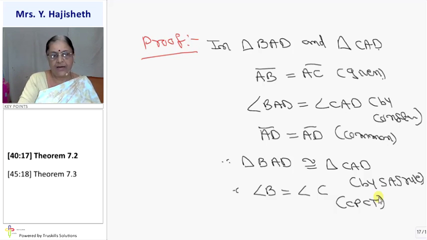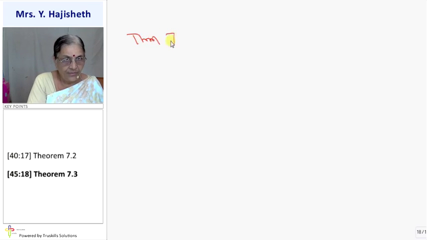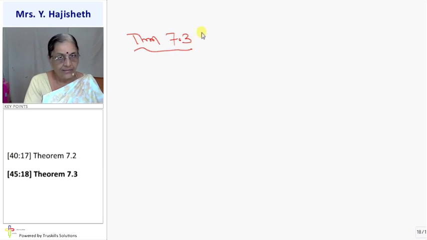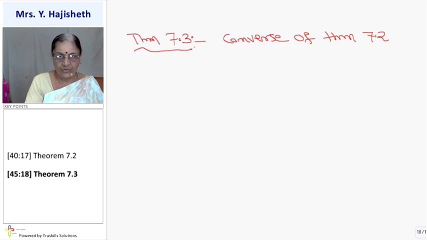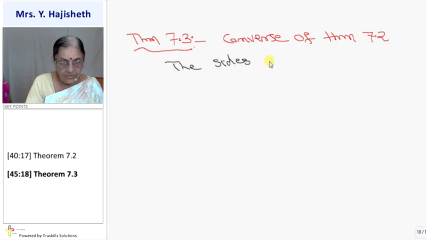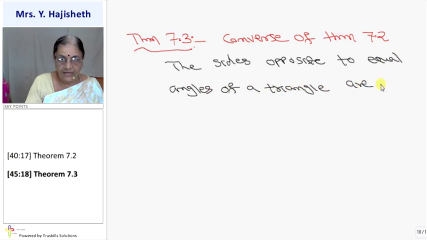Clear? Now, theorem 7.3 is the converse of theorem 7.2. In theorem 7.2, if sides are equal, then their opposite angles are equal. Here, this is nothing but the converse of theorem 7.2. Its proof is not in your course, but I will still do it. The sides opposite to two equal angles of a triangle are equal.